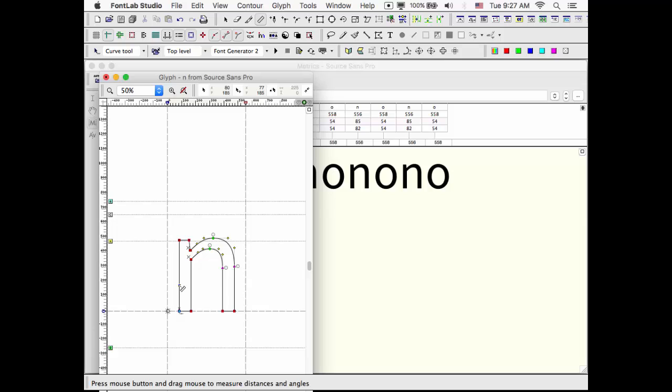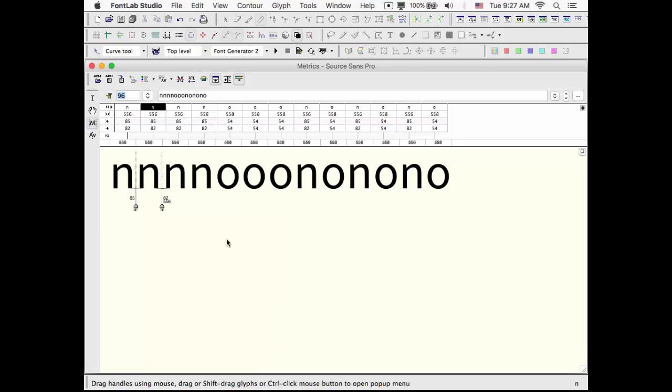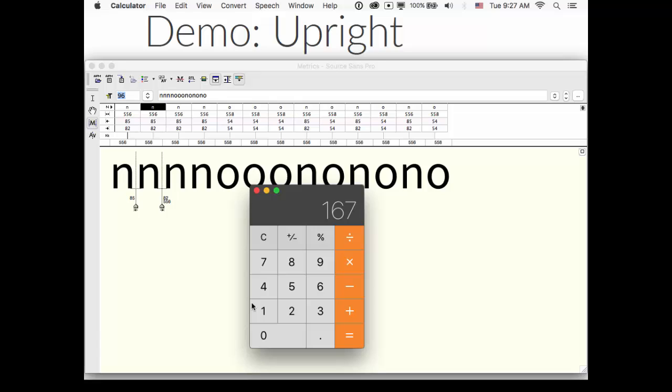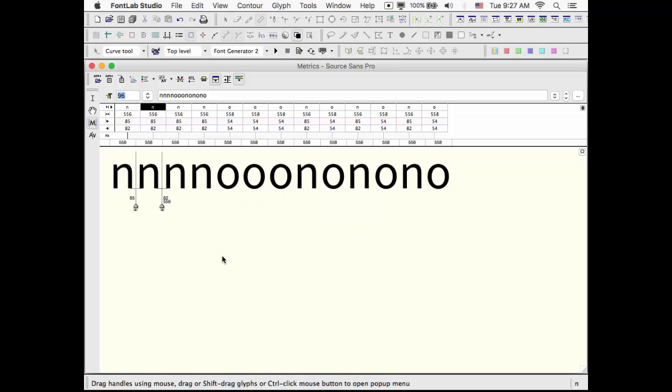225 is the measurement, and the right side bearing is, of course, 85. So 85 on both sides, 85, 167. 167 over 225 is about 3/4. So yeah, it's probably good. Maybe it's even a little loose. Who knows? I'm going to leave it. I like it well enough.